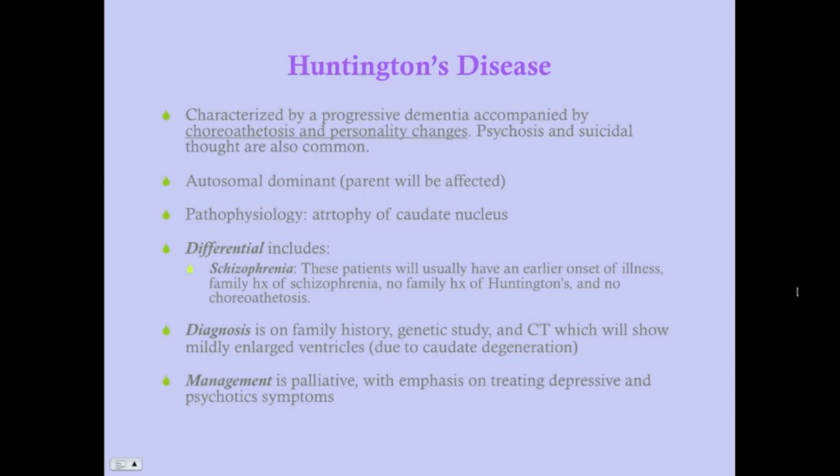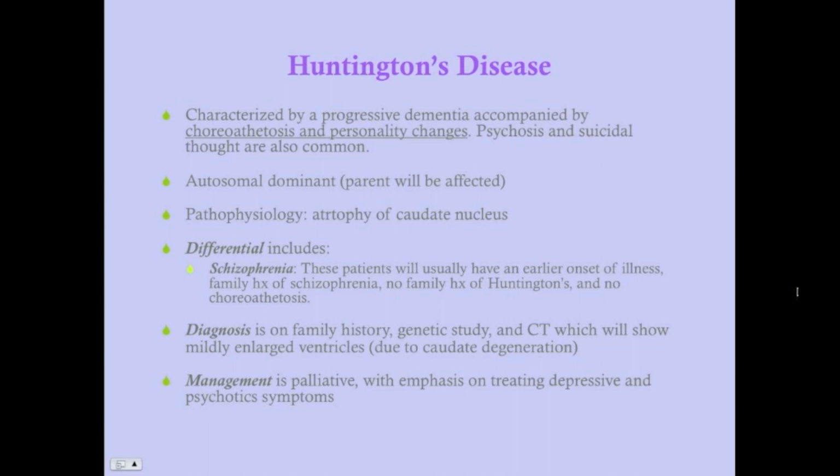And so the pathophysiology here is going to be an atrophy of the caudate nucleus. And remember, the caudate nucleus, along with the frontal lobe, is responsible for personality, and it's responsible for learning. So the changes in these patients are going to be primarily personality changes at first, before the dementia. The caudate nucleus is also important for movement. So that's why we're going to see the chorioathetosis.